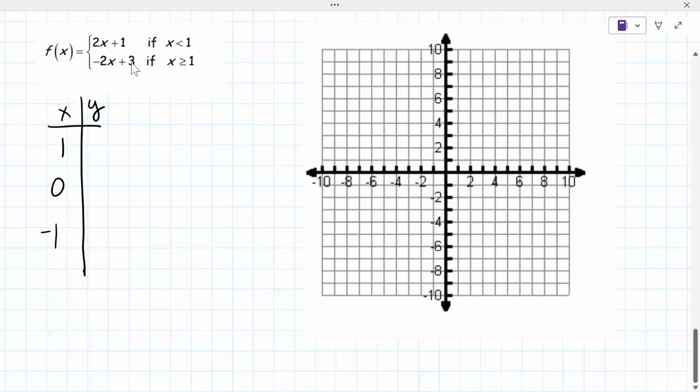Negative two times one, negative two plus three. But you're using the top one for the first. You graph these in pieces.